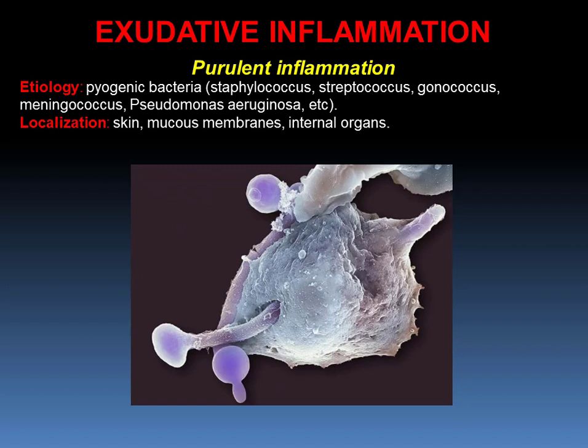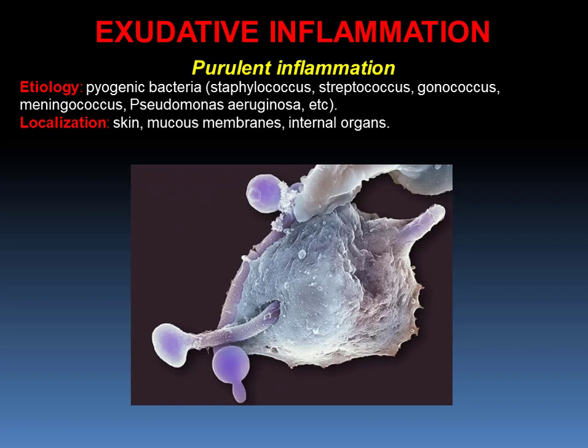Etiology: this is pyogenic bacteria like Staphylococci, Streptococci, Gonococci, Meningococci, Pseudomonas aeruginosa, Actinomyces, and so on. Main feature in morphology is histolysis. It is destruction of the tissue with proteolytic enzymes of neutrophils.